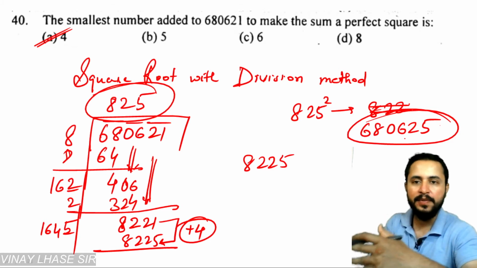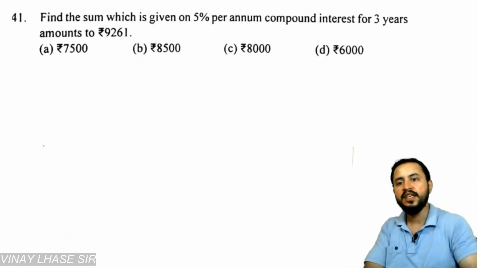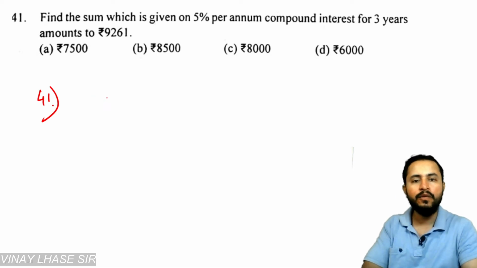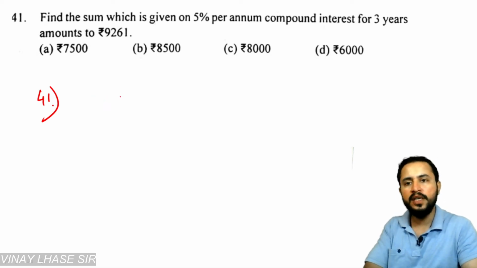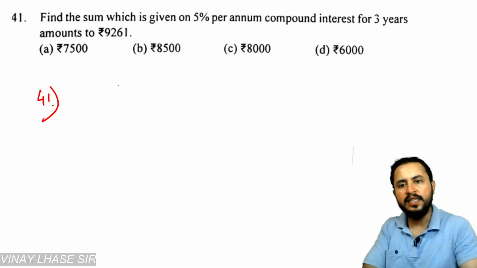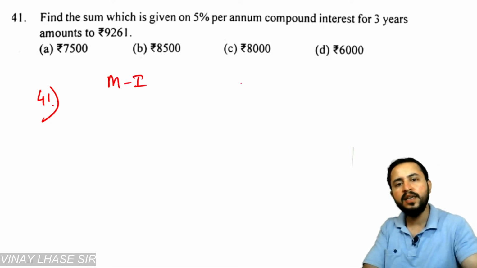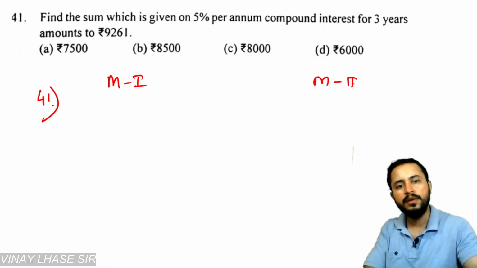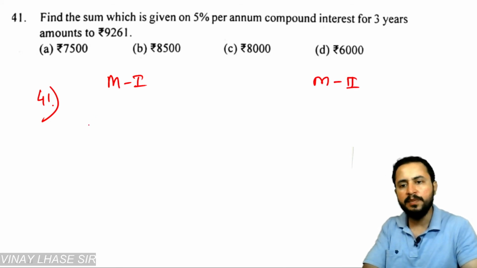I will make a separate topic for this type of questions. Question number 41. Find the sum which, given at 5% per annum compound interest for 3 years, amounts to 9261. Okay, compound interest question. I'll explain it by two methods, method number 1 and then method number 2. Method number 1 is the basic method.